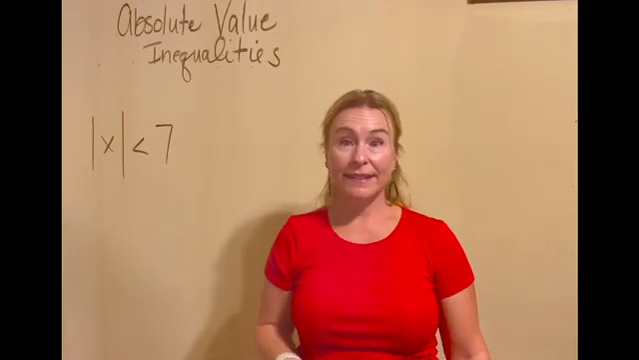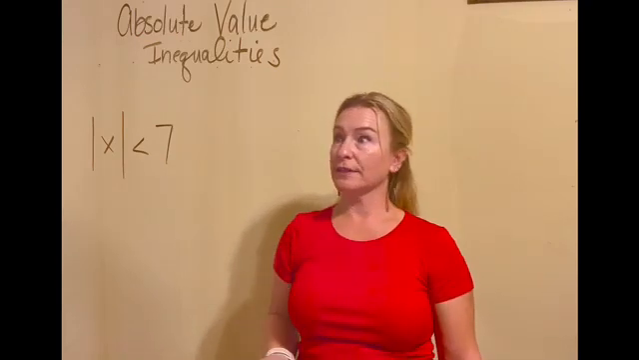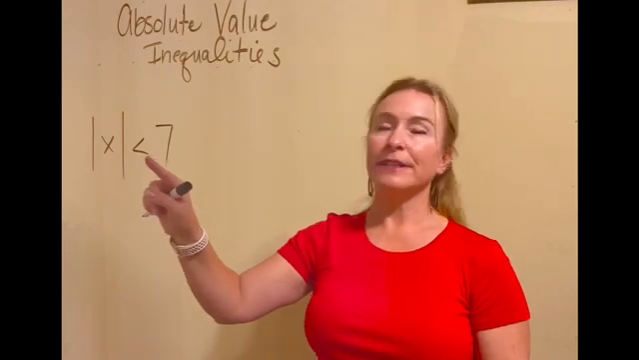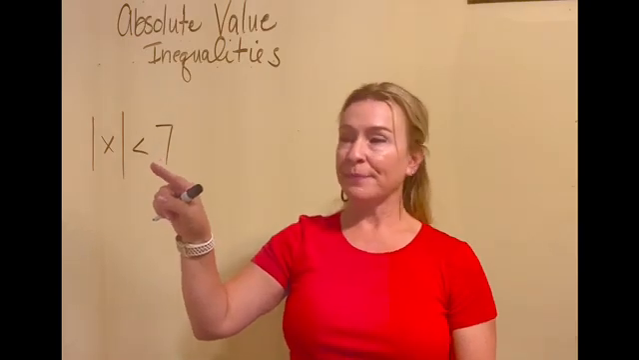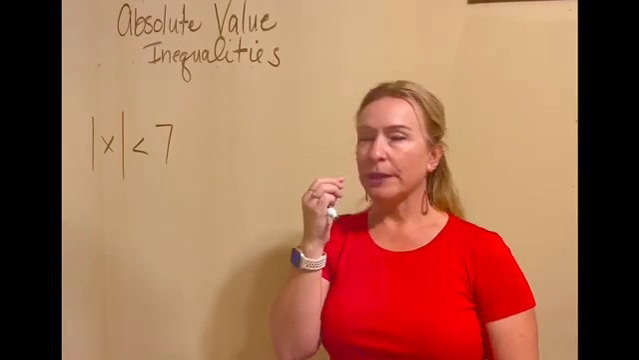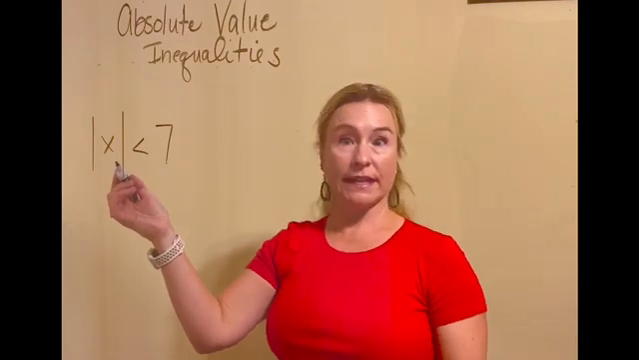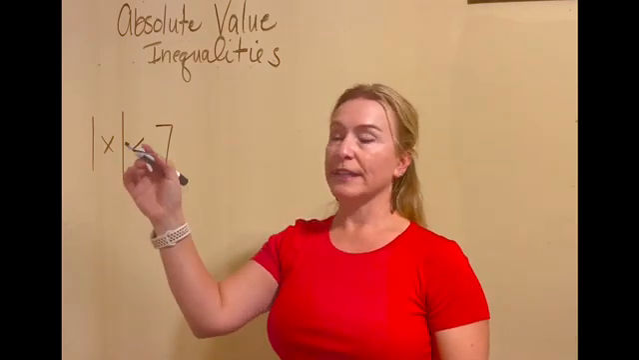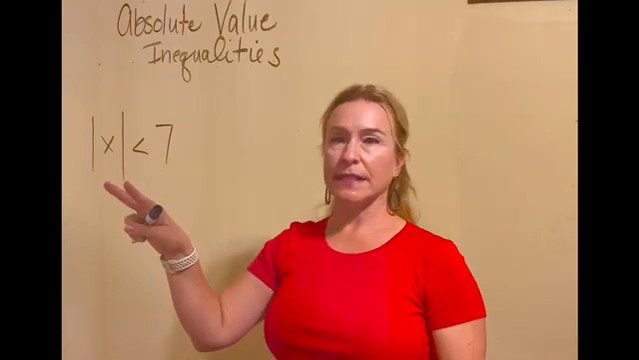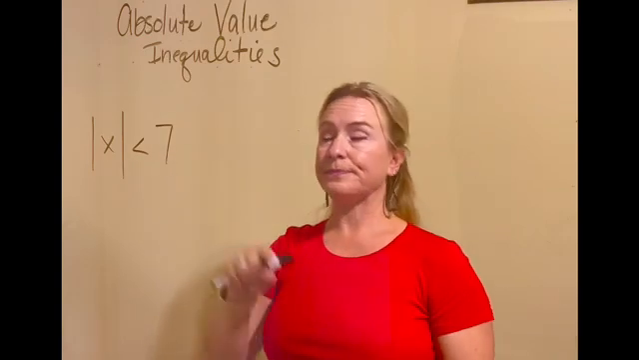Absolute value inequalities. We have a lot going on here in such a small little representation of it. So we have our absolute value bars, we have an inequality symbol, less than, and then we have 7. The way that we have to approach this when we're graphing or solving is we have to figure out what are the values of the x when they are set up in an absolute value bar. Well, we know that this means everything turns to positive. So x can equal a positive or a negative 7.